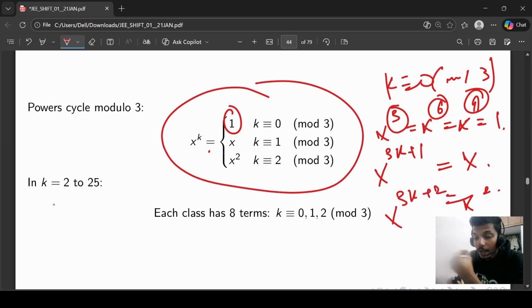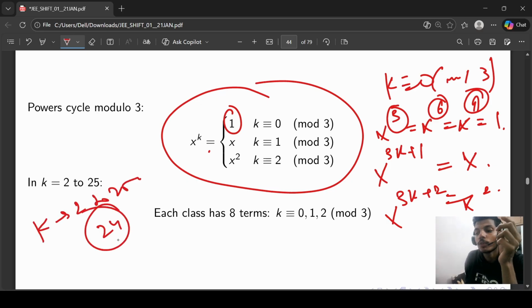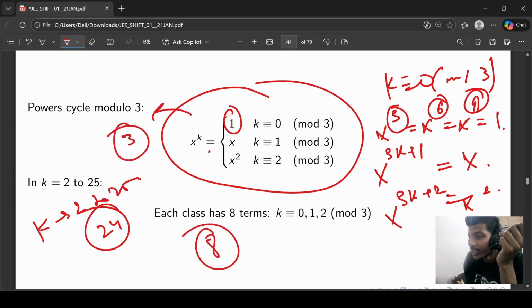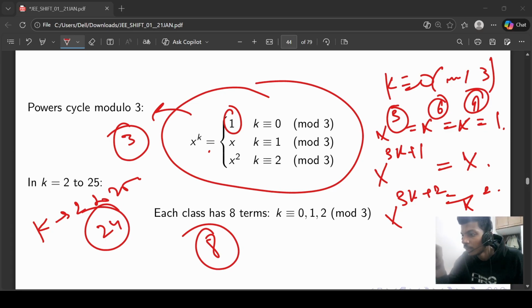Okay, and one more thing you have to remember: going from k equal to 2 to 25, we have a total of 24 terms, and we have 3 classes. So for each class we have 8 terms, right? Yes or no? Did anyone understand this? Because cube root of unity should come. Good. We have a total of 24 terms and 3 classes, so each class will have 8 terms.